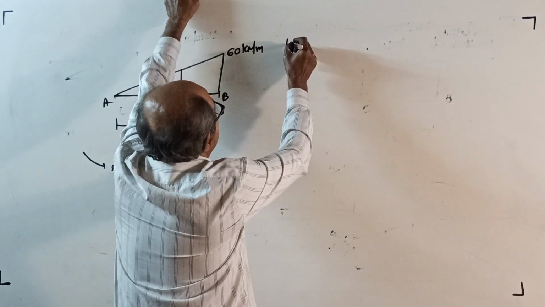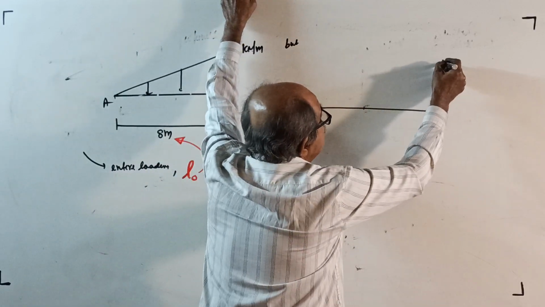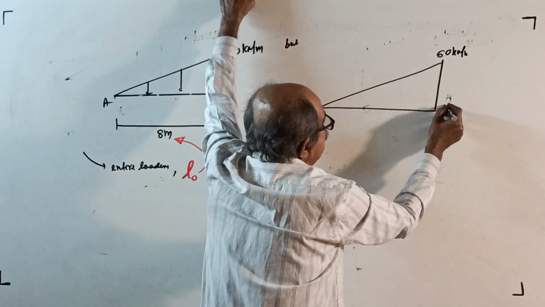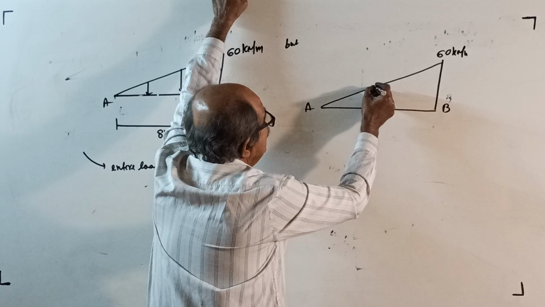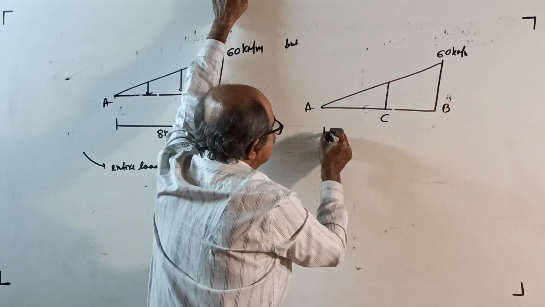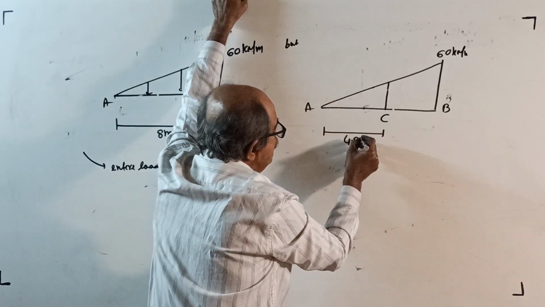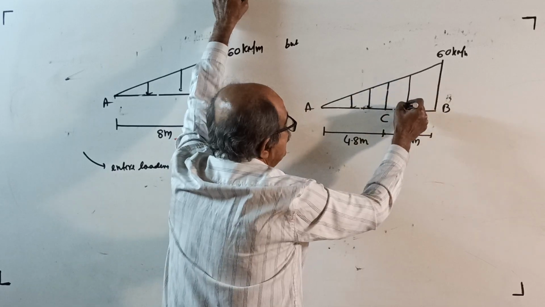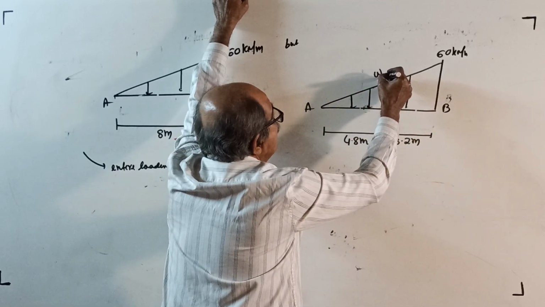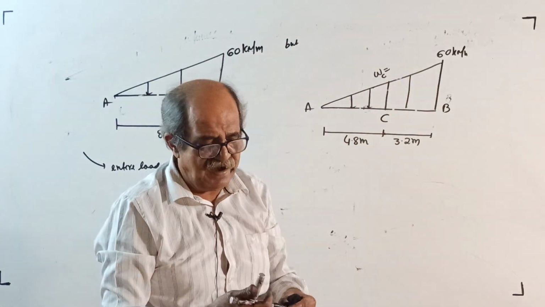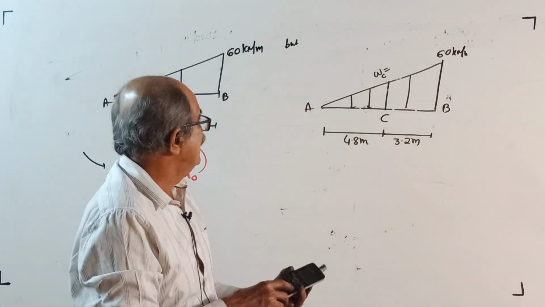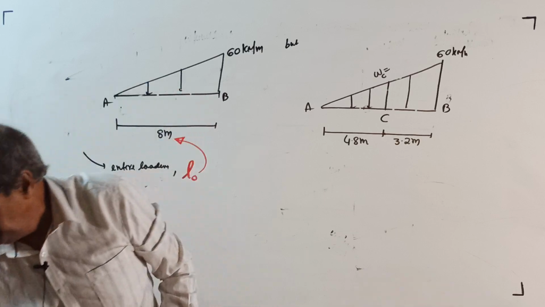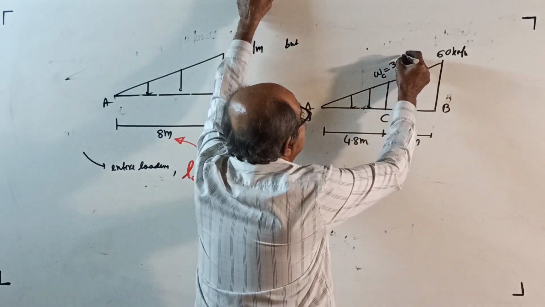But suppose you want to find shearing force or bending moment at an intermediate point. This is 60 kilonewton per meter. This is A, this is B. Total length is 8 meter. Suppose you want it somewhere here, C, at a distance of 4.8 meter here. If that is 4.8, this will be 3.2 meter. Then you should know the intensity at C. You can get this from similar triangles. I will calculate and write directly. That will be 60 by 8 into 4.8. If you calculate, this will come to 36 kilonewton per meter.